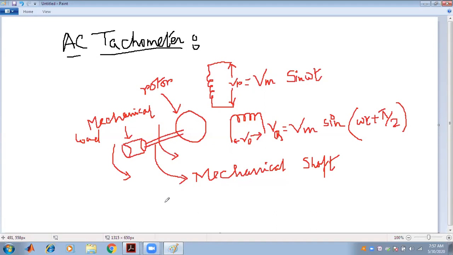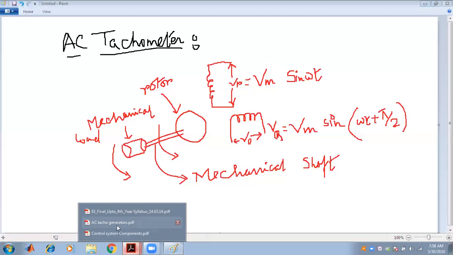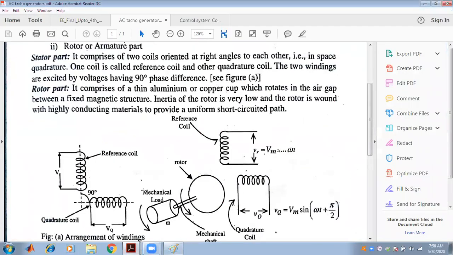This voltage in turn produces a current in the rotor, as the rotors are short circuited, and the mechanical shaft is connected to the rotor, and the load is connected to that shaft. As the rotor starts rotating, the mechanical load also starts rotating. With the help of the AC tachometer, we can easily measure the rotating speed of the shaft. So the rotor consists of a thin aluminum or copper cup which rotates in the air gap between the fixed magnetic structure.